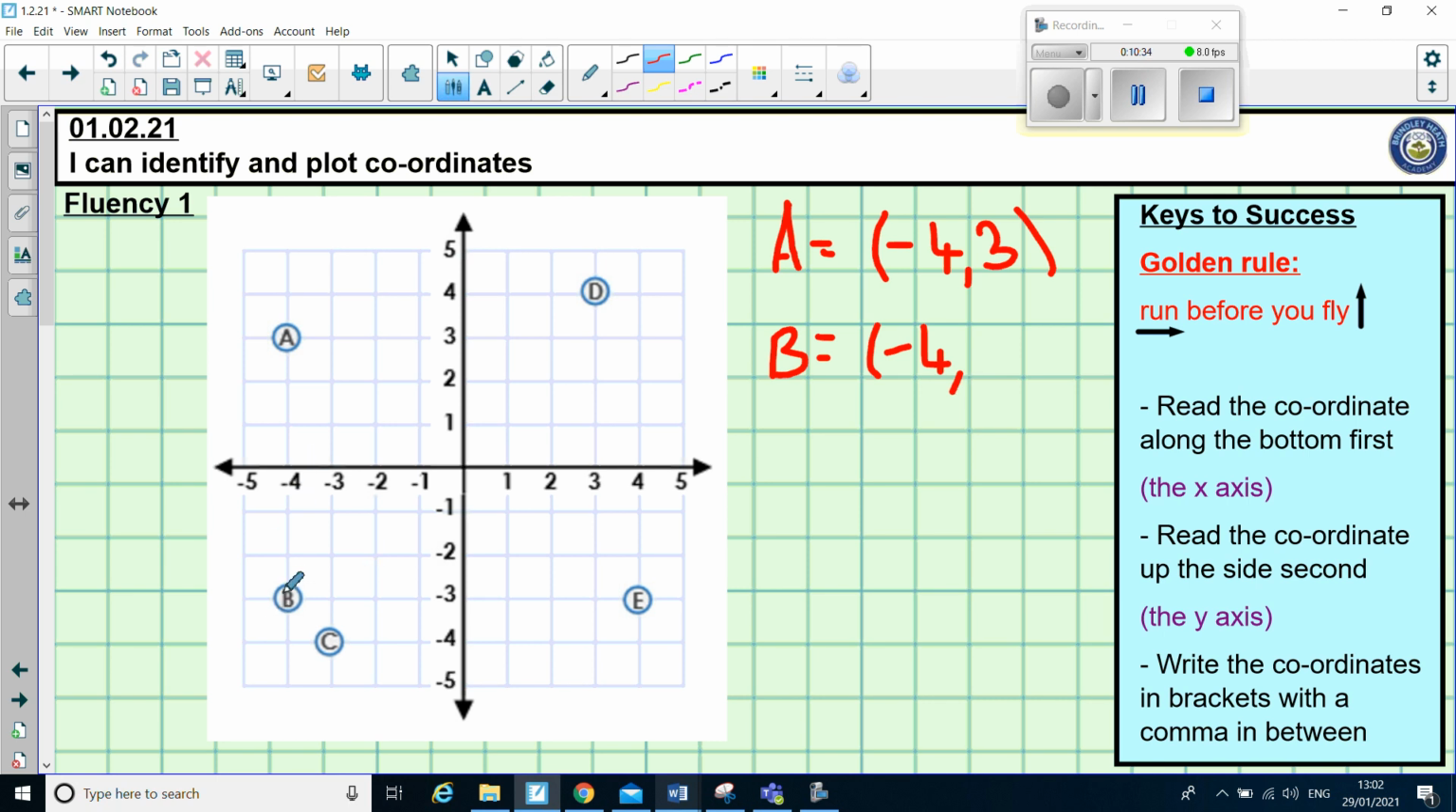B is also then going down the side, going along the side, -4, and going down, B is in line with -3. So my coordinates for B are -4, -3. Okay, your turn now. Pause the video and find C, D, and E.